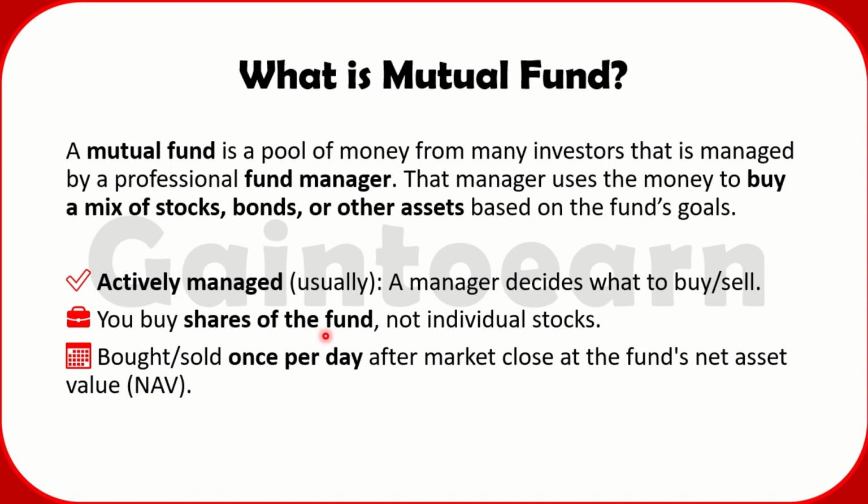Different types of companies will be included there, and the fund is bought and sold once per day after market close at the fund's net asset value. What is NAV? NAV stands for net asset value. In simple terms, we can say it is the per unit price. For a share we ask what the share price of the respective company is, for example for Emirates NBD. In the same way for a mutual fund, what will be the NAV, the price of a single unit. This NAV is derived once the market is closed, so you can buy and sell only once in a day for a mutual fund.